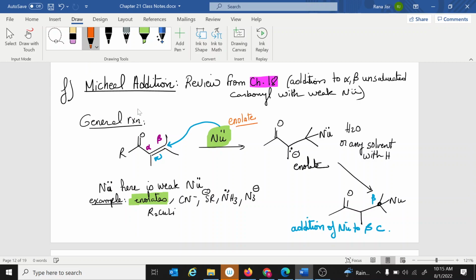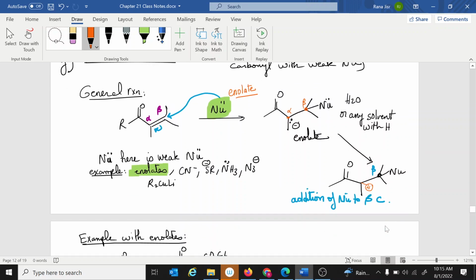So if this is the case, if you have an enolate, the enolate is going to attack the beta carbon of the alpha beta unsaturated carbonyl, and the double bond is going to form a negative charge on the alpha carbon. So you're going to end up having an addition. This is an addition reaction of the nucleophile to the beta carbon, and the alpha will carry a negative charge, which by any solvent can get protonated, and you can get a hydrogen in there. Okay, so your product is going to be simply the addition of the nucleophile to the beta carbon and taking out the double bond in there.